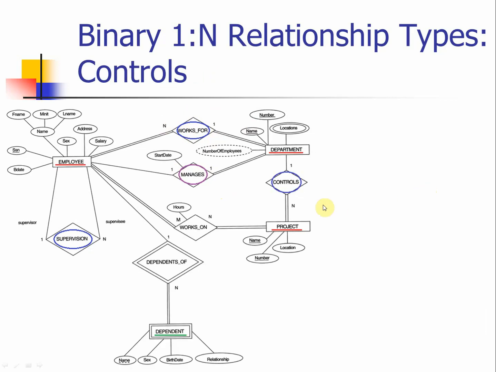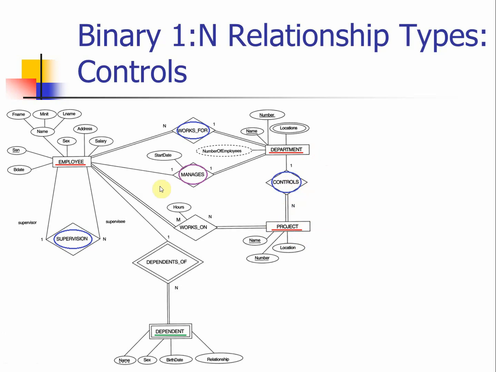So finally, we want to take a look at the controls. Controls, again, is a 1-to-N relationship. You can see that a project is controlled by one department. Each department can have several projects. And you can understand why we need to choose the N side. Because when we come to the N side, for every single project, we will have one department's information. If we go to the other side, it will violate the first normal form. Why is that?